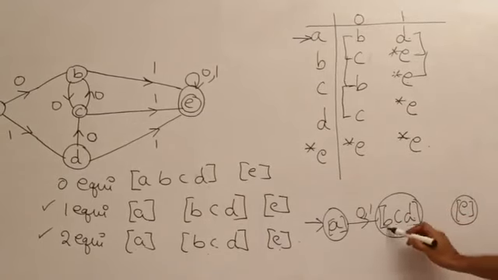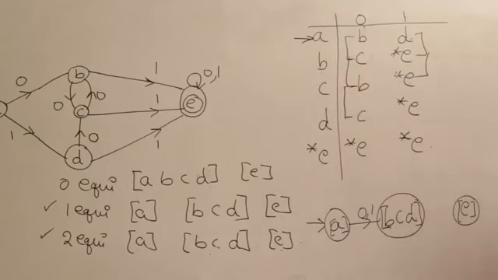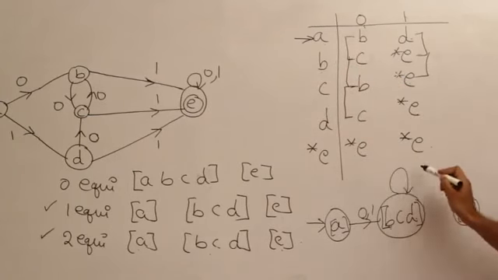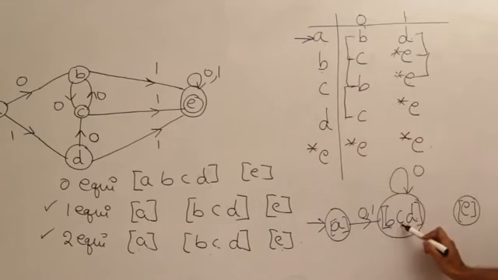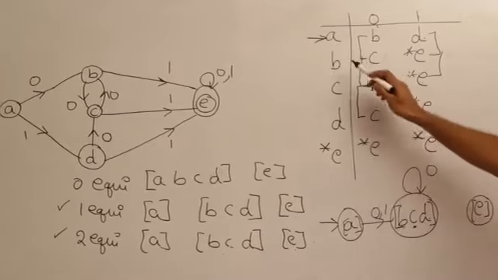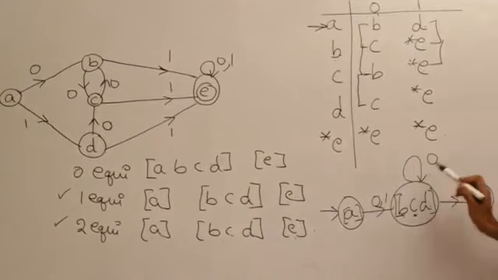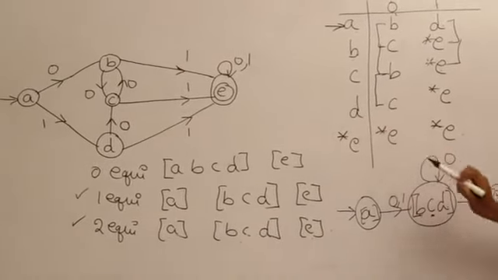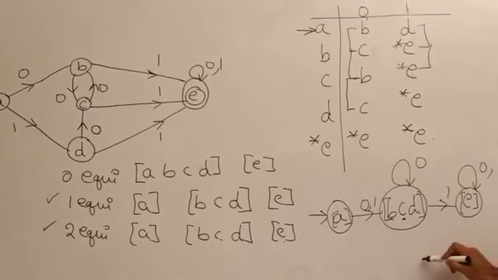Okay, and B, so I'll take small b and discuss. Small b on 0 is going to C itself, which means you have to make a transition to the state containing C. And small b on 1 is going to E. This one is complete. Again, E is going to E itself, on 0, 1, right? This is the final answer.